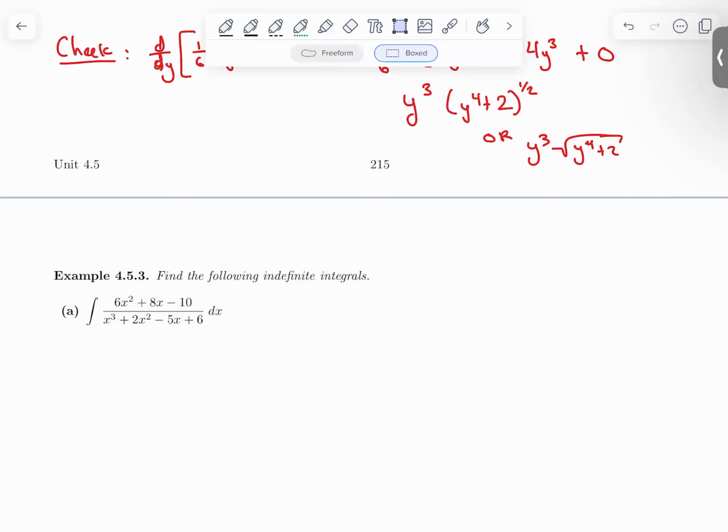Next one. The integral of 6x squared plus 8x minus 10 over x cubed plus 2x squared minus 5x plus 6. What do you think a good choice for u would be? Take a second. Based on my recommendations, the choice would be the denominator. Let's make u equal to x cubed plus 2x squared minus 5x plus 6.